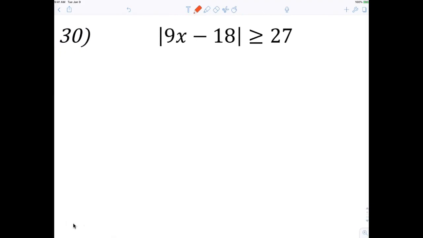All right. Now, do I have to isolate anything on number 30, or is it already isolated? It's already isolated. So you just have to write it twice. 9x minus 18 greater than or equal to 27. 9x minus 18 less than or equal to negative 27.